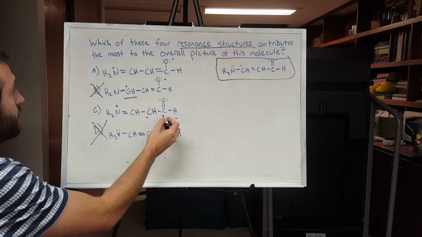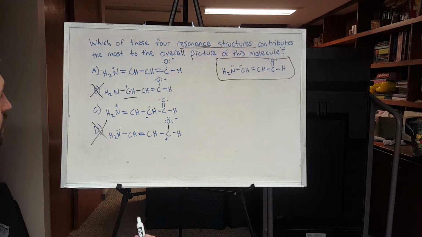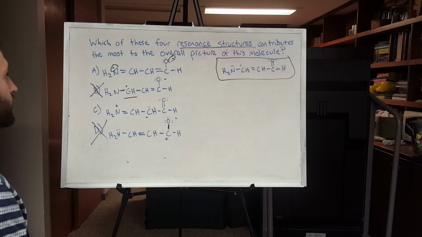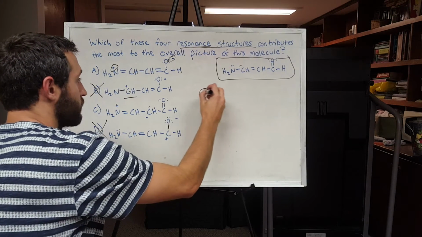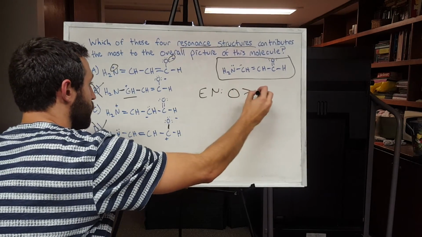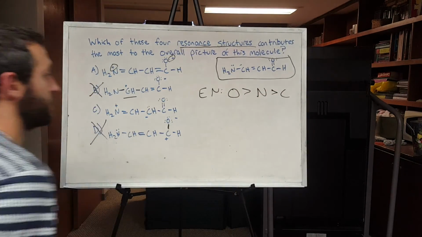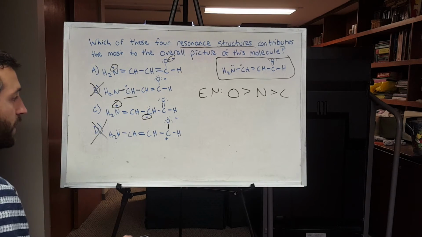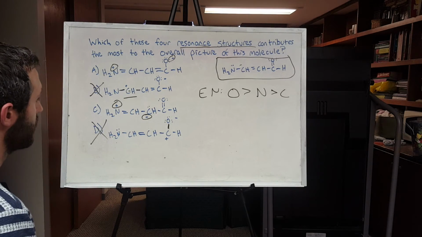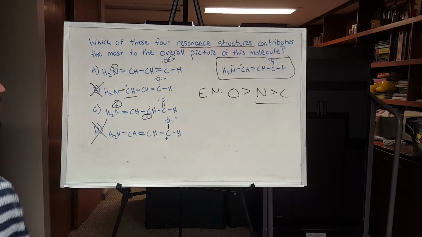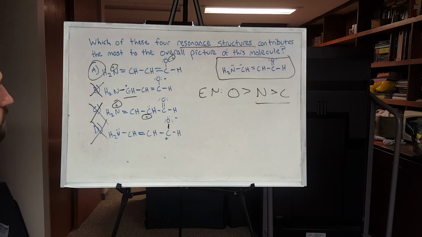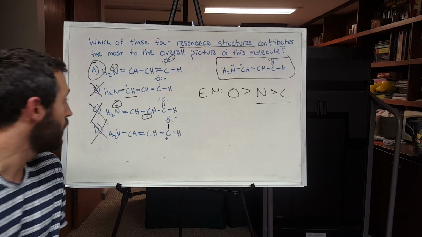All these carbons, nitrogens, and oxygens meet the octet rule, so what we care about is where the formal charges are. We have a formal charge of minus on an O and plus on a nitrogen. In terms of electronegativity, O is more electronegative than N, which is more electronegative than C. Here's the opposite: we have a negative formal charge on C and a positive formal charge on N, which should be the other way around in terms of electronegativity. This one has it the right way, so A is our most stable resonance structure, and therefore contributes the most to the overall picture of the molecule.